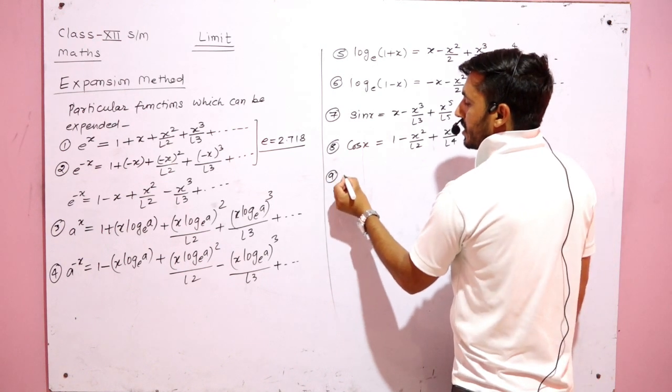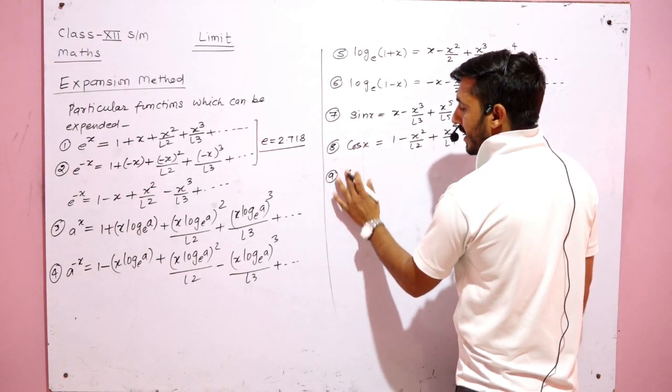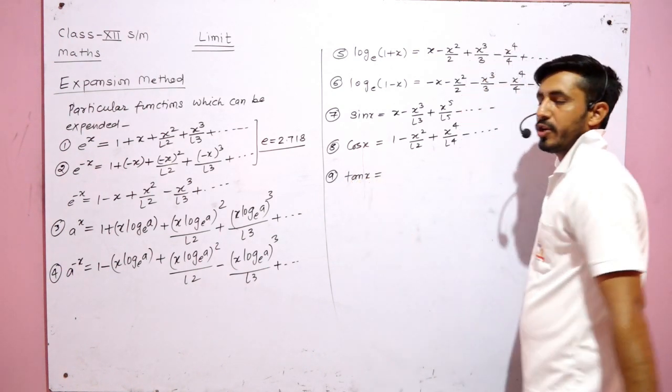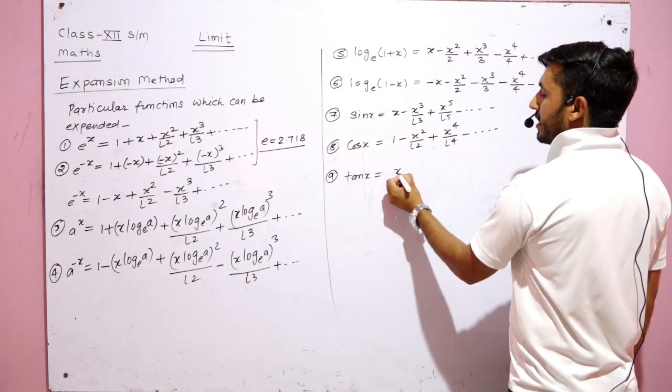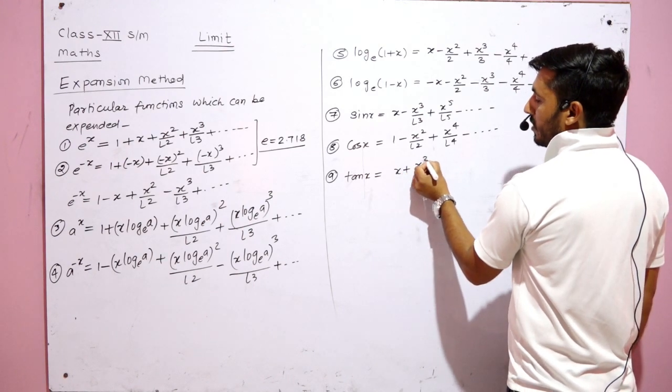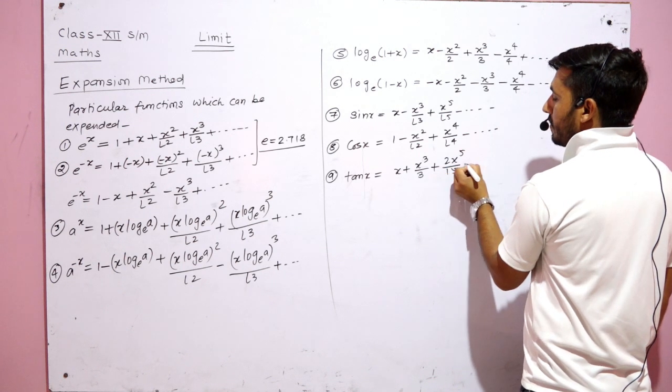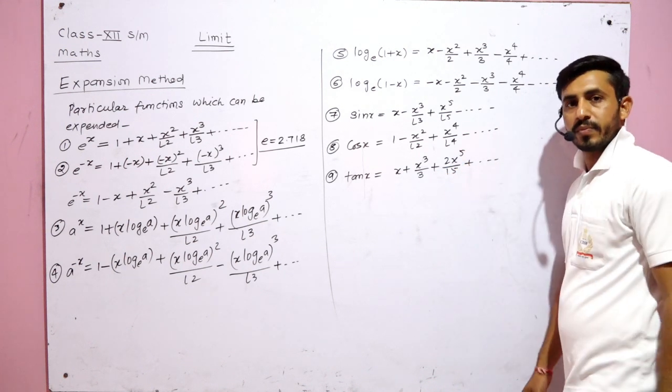Next expansion is given by tan x. The expansion of tan x is given as x plus x to power 3 upon 3 plus 2x to power 5 upon 15 plus and so on.